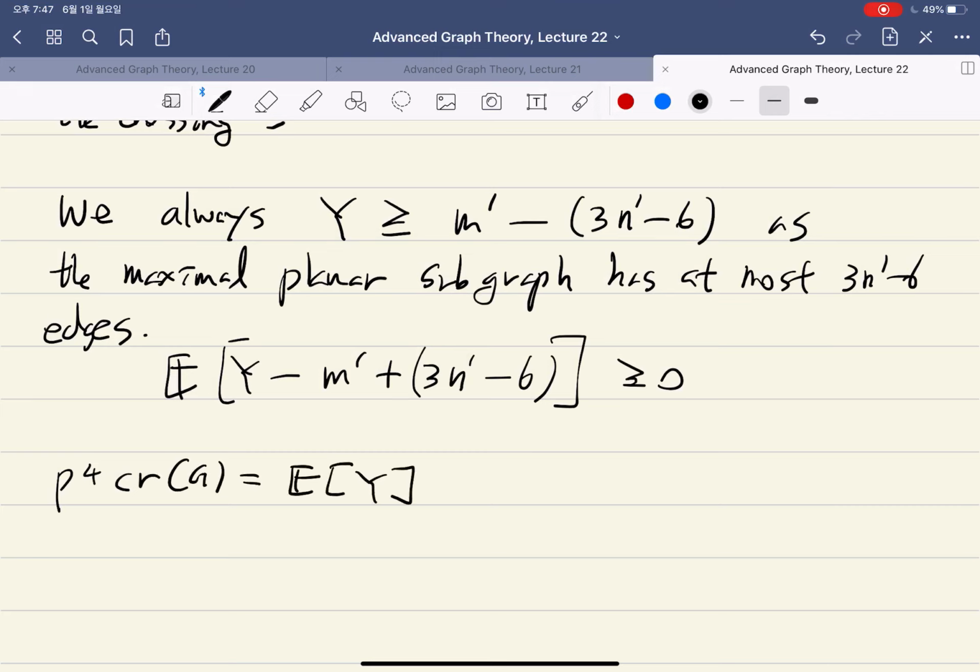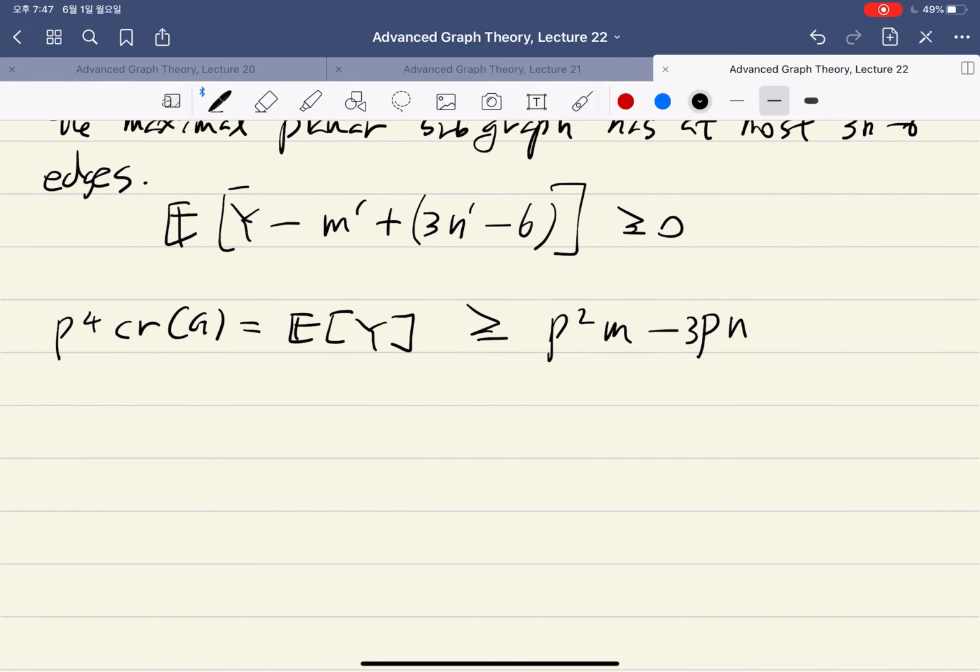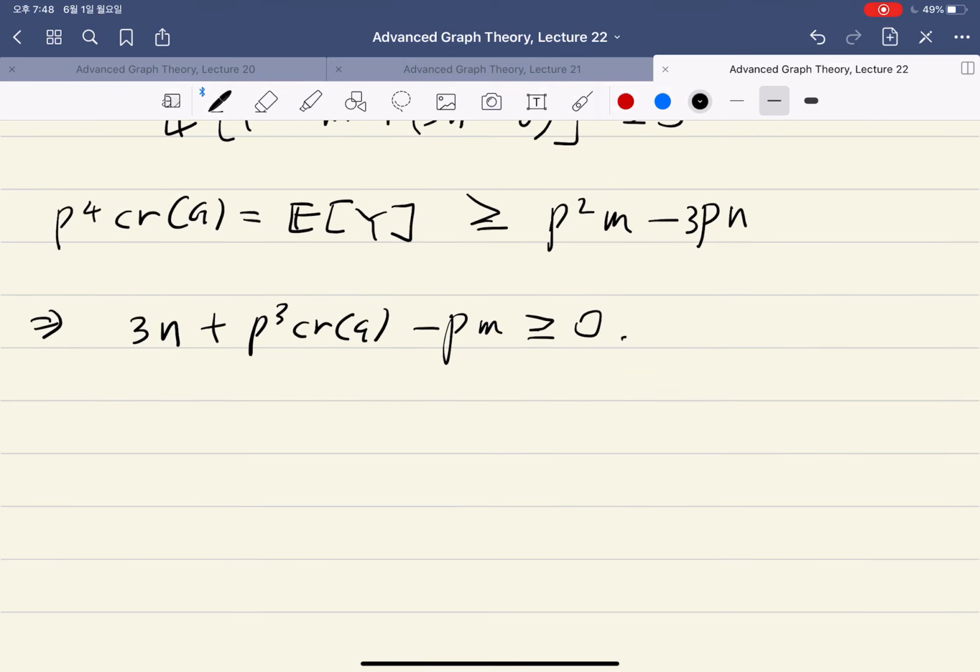From the linearity of expectation, what we get is that the expectation of Y is at least the expectation of m prime minus 3 times the expectation of n prime plus 6, which is p square m minus 3pn plus 6, but 6 is not so important, we delete it. Then this implies that the crossing number of G minus 3n plus p cube... p square m is at least 0.